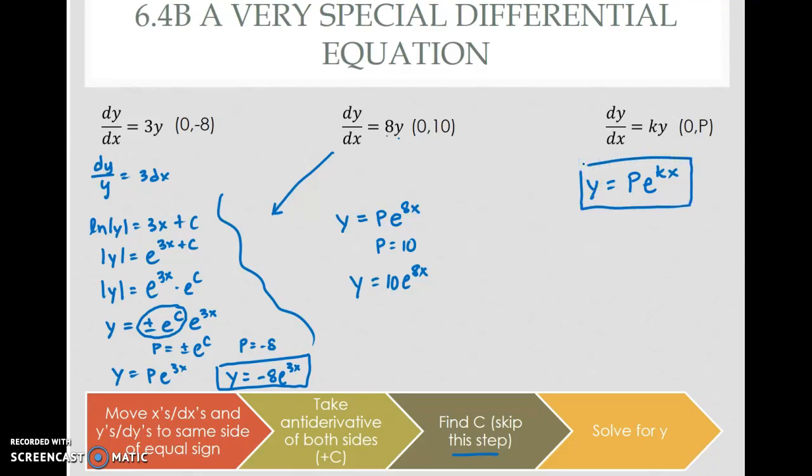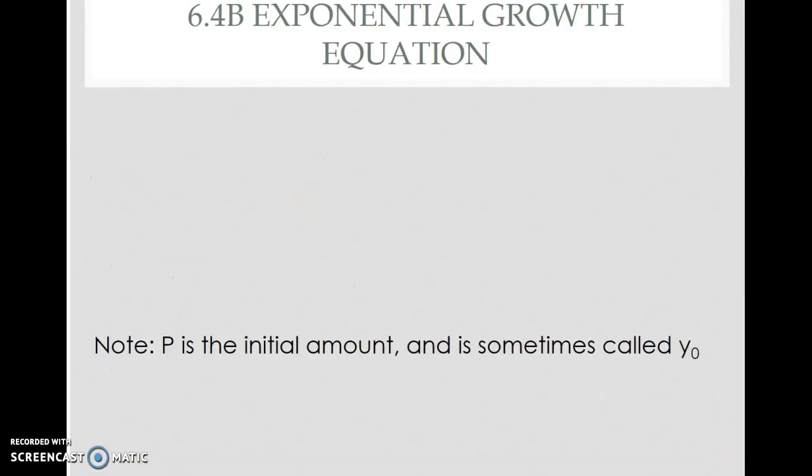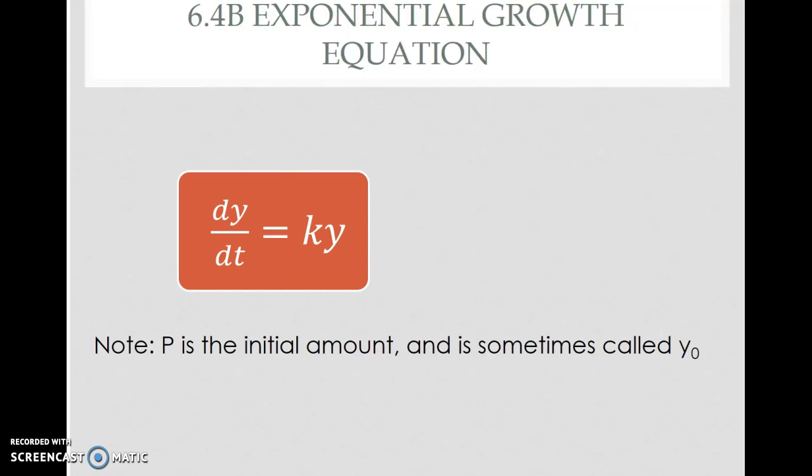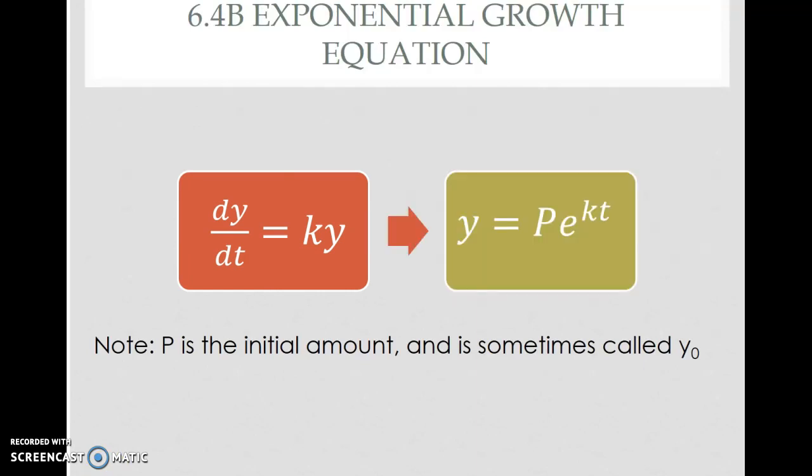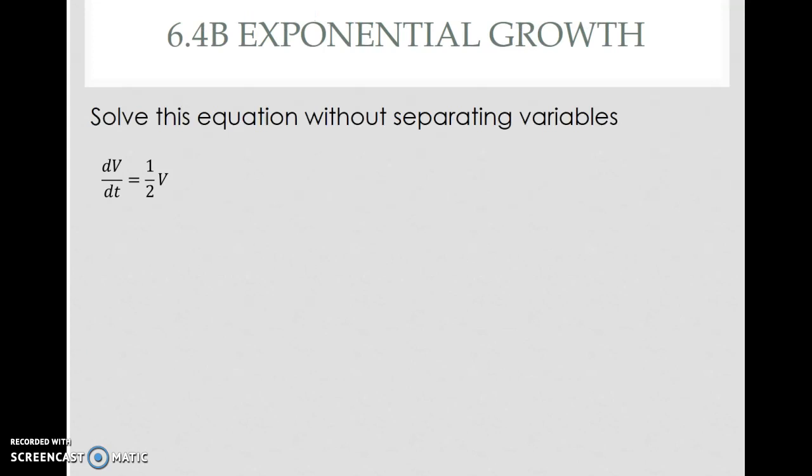So this is the differential equation that gives us that PERT formula. I've just used the letter k instead of an r for rate. And that follows from separable differential equations. So here's that kind of formally. If your derivative is a constant times your function, then your function is y equals p e to the kt. The initial amount is p, and it's sometimes called y sub 0. So for example, if I want to solve this differential equation without separating out the variables, I know that v is equal to p times e to the 1/2 t. And I don't know what the initial amount is, but if I knew what the initial amount was, I could fill that in as well.